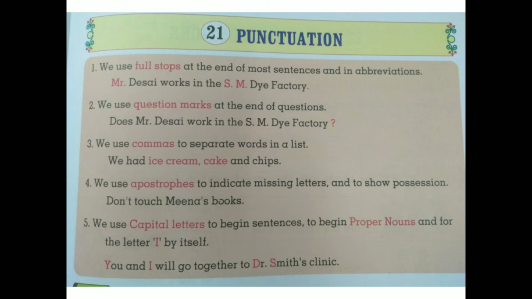Next, we use commas to separate words in a list. Example, we had ice cream, cake and chips. Here, we are mentioning 2-3 eating items. So to separate the list of words, we are using the comma. Next, we use apostrophes to indicate missing letters and to show possession. Don't touch Mina's books. Here you can see the don't, their apostrophe is used, and Mina's, their apostrophe is used.